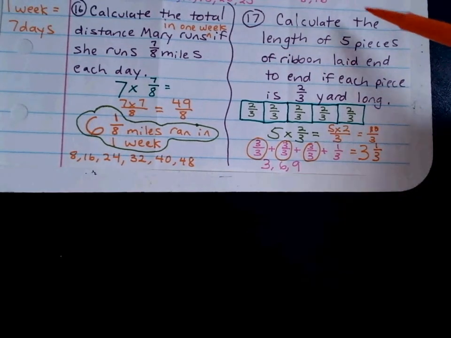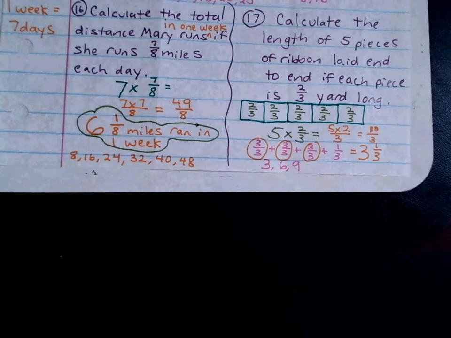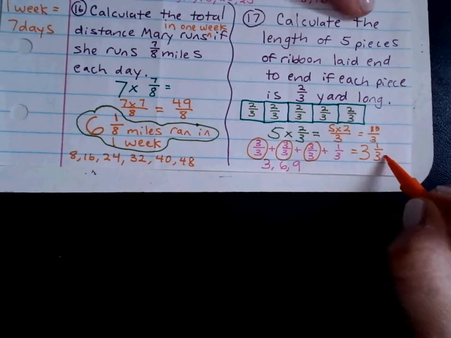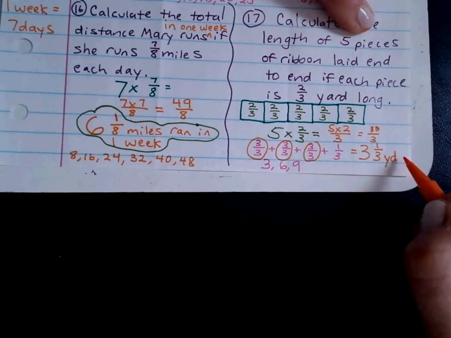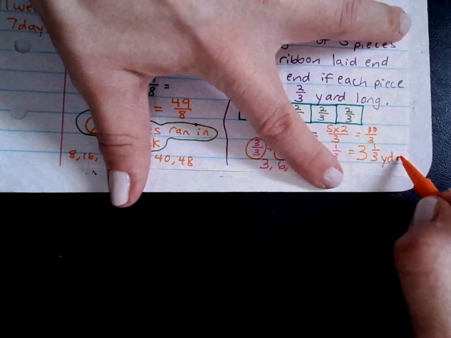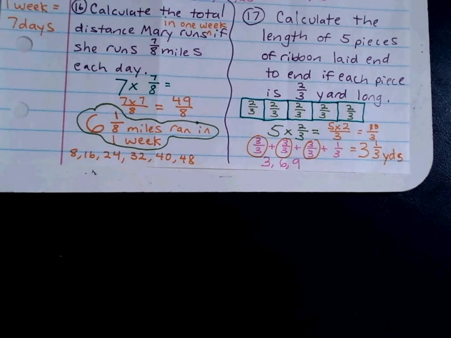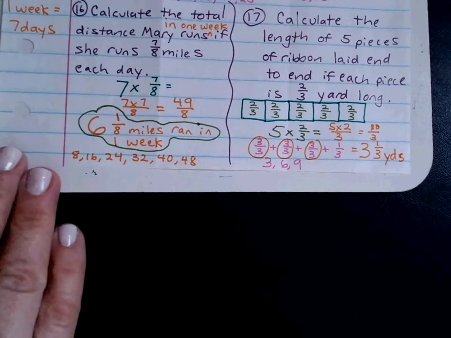And again, what is my unit? So calculating the length, so the length is measured in yards, so it would be 3 1/3 yards. And I'm just going to abbreviate that to YDS because I'm running out of space. So you can use YDS or you can just write the word yards.